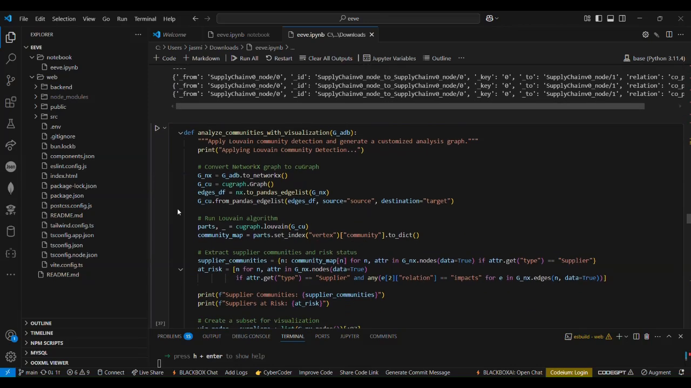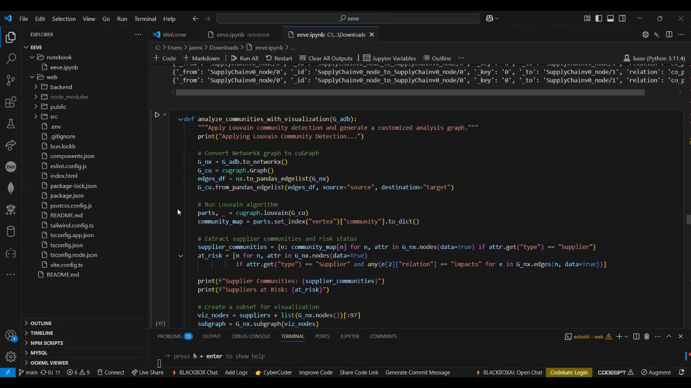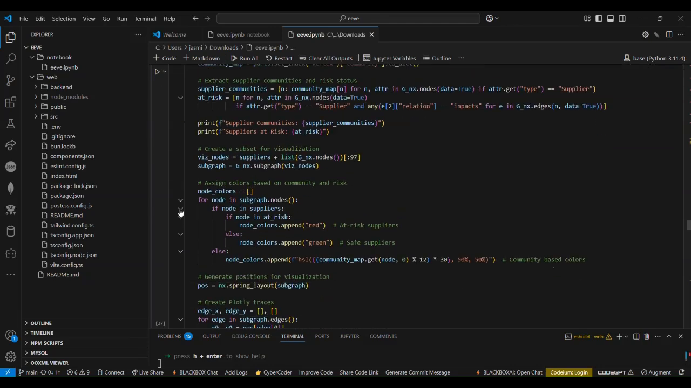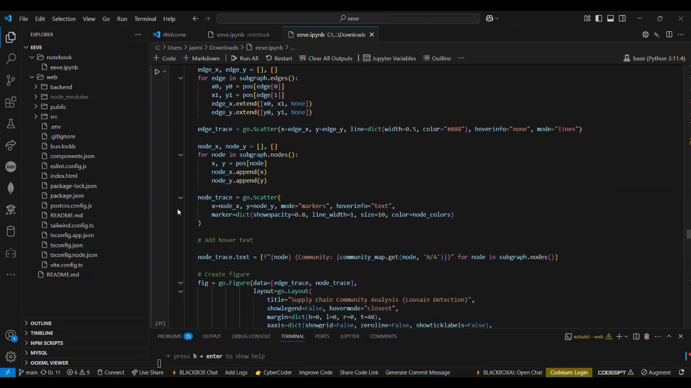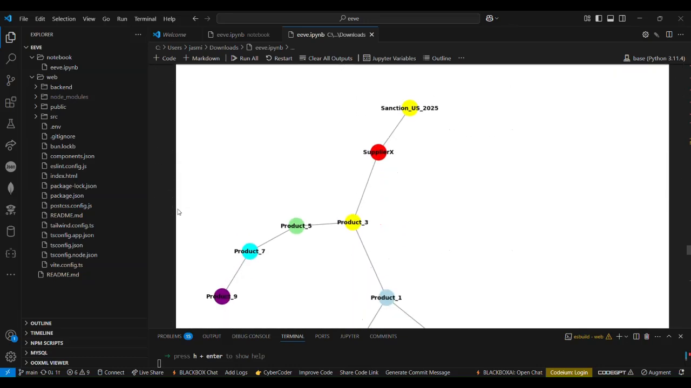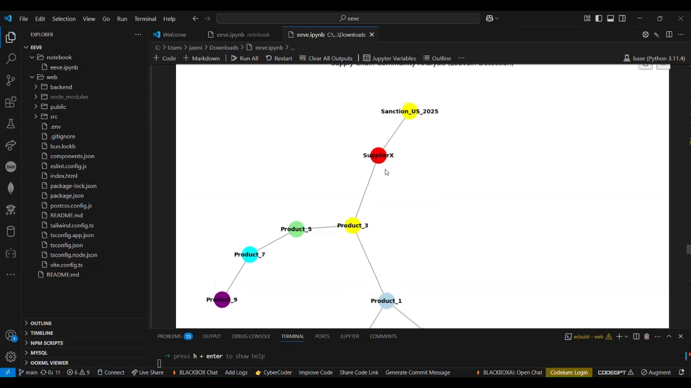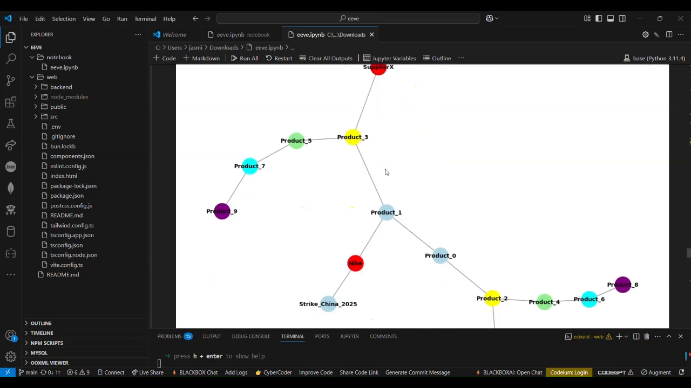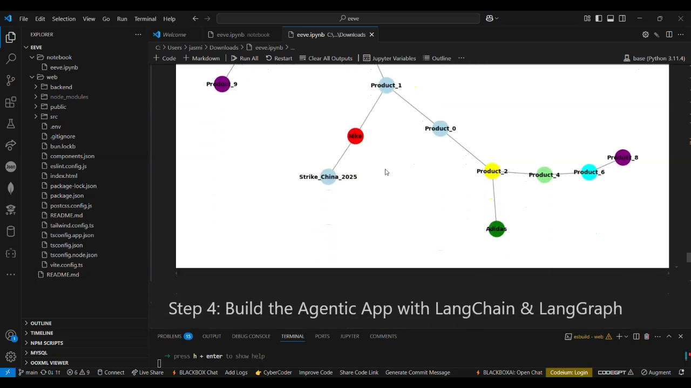And now we use Louvain community detection to analyze the whole sample graph. It sets markers, and with this I've color coded them so that we know what supplier and what product is at risk. Here supplier X seems to be at risk while supplying to sanction US for product_3. And here Nike seems to be at risk.